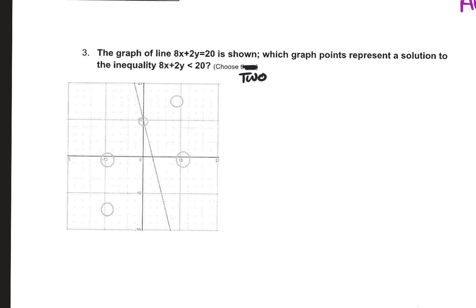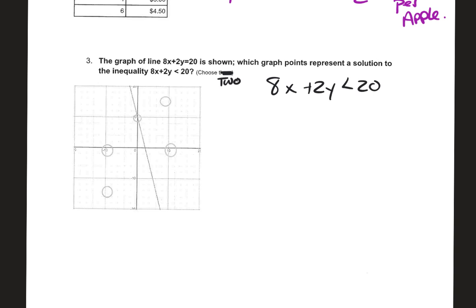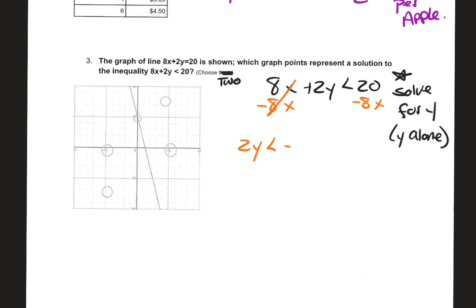Let's go ahead and write this out. 8x plus 2y is less than 20. The main thing I need to do is solve for y. That is what I want to do. I need to get y alone. So let's subtract 8x from both sides. That will cancel. I'm going to rewrite the inequality. So 2y is less than negative 8x plus 20.